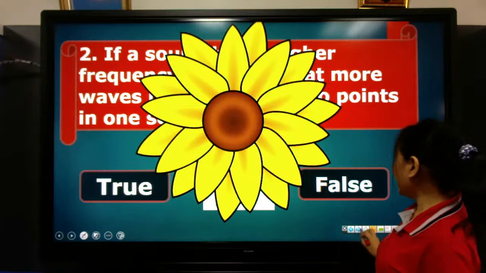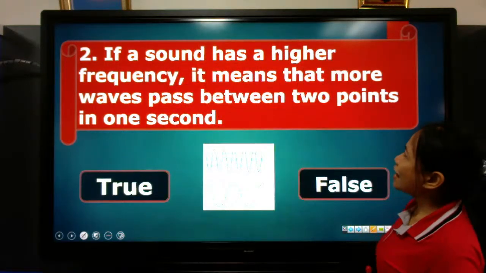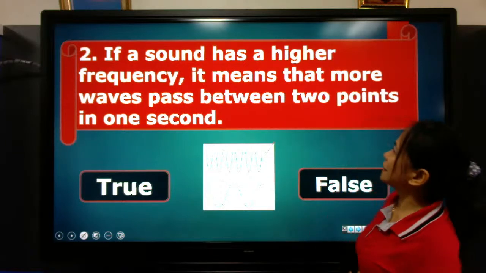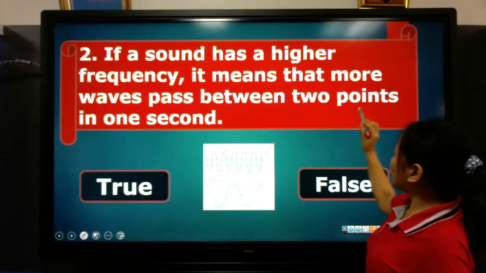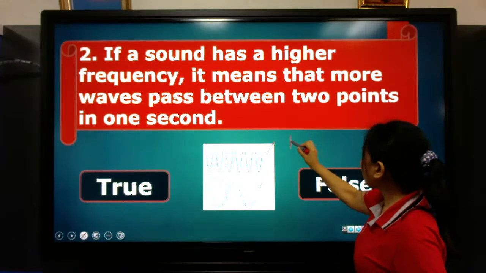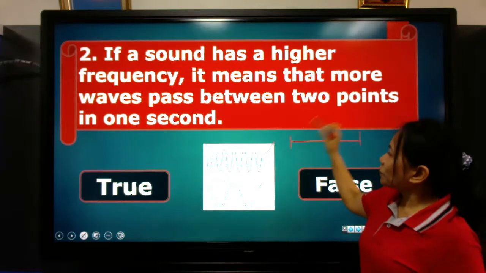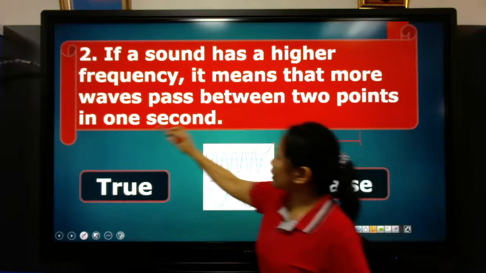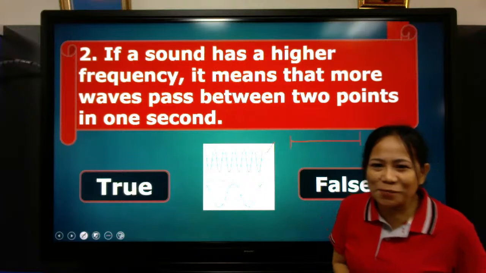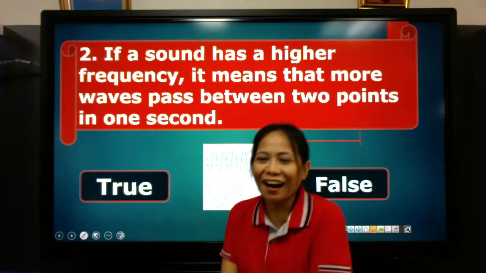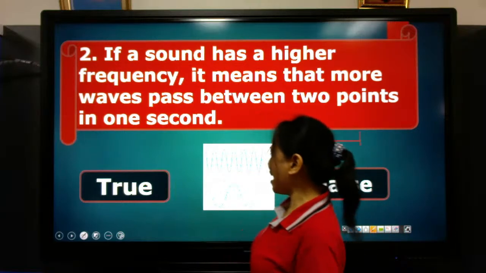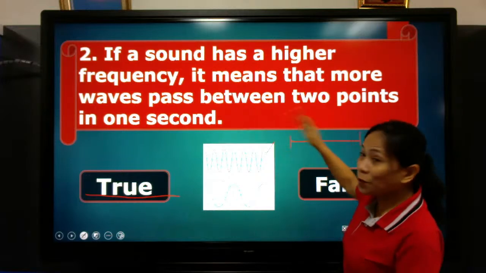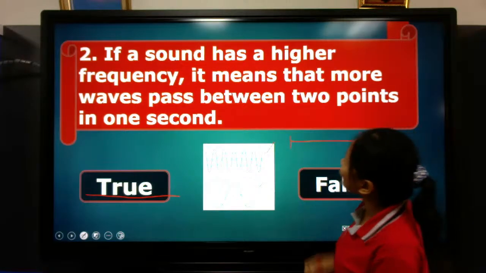If a sound has a higher frequency, like this, it means that more waves pass between 2 points in 1 second. This is for 1 second. So higher frequency means that more waves pass between 2 points in 1 second. Is it true or false? The correct answer is true. More waves, more vibration, means a higher frequency.